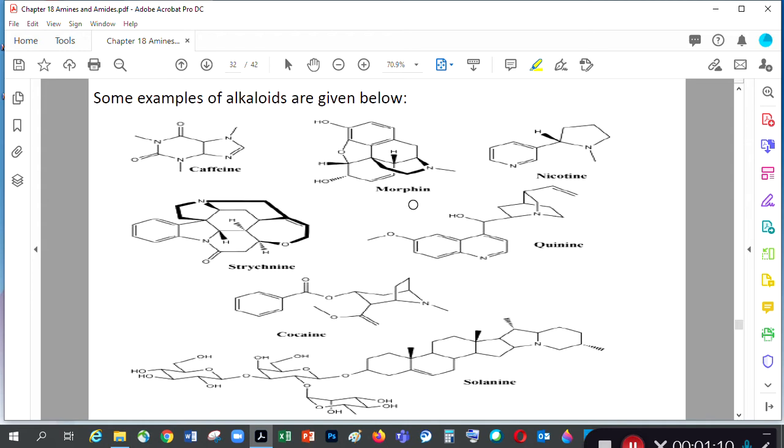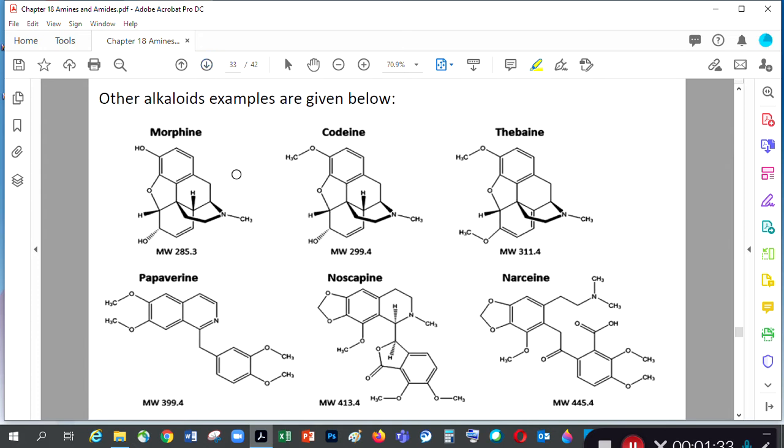So caffeine, morphine, nicotine, quinine, strychnine, cocaine, solanine, and it goes on and on. Those are the alkaloids. They are weak bases coming from the plants, and you can see other alkaloids here: morphine, codeine, thebaine, papaverine, noscapine, narceine. So those are alkaloids, weak bases, coming from the plants.